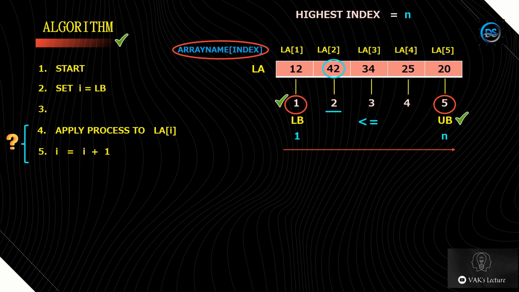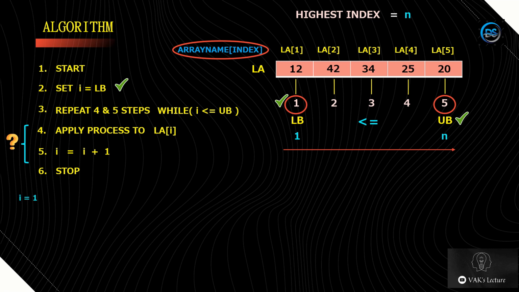But LB is already stored in the I variable. So the condition will be while I less than or equals to UB. Until this condition is true, steps 4 and 5 will be repeatedly executed. Otherwise, these steps will be skipped, and control goes to the 6th step, that is stop. Now we will discuss this algorithm clearly by using this example.